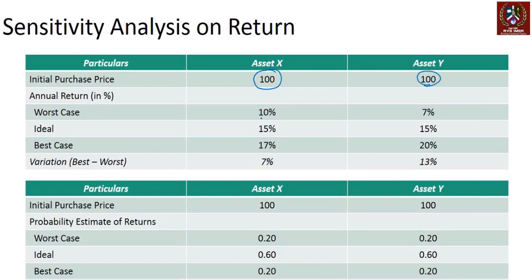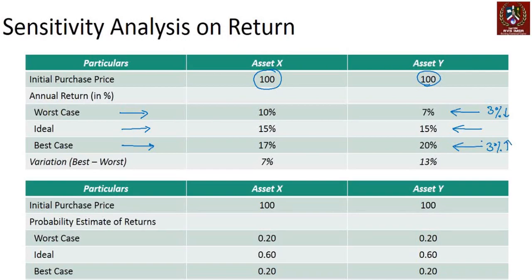Now, there are three possibilities. In the worst case, you will make 10% return. In an ideal case, you will make 15% return. And in the best case, you will make 17% return, right? Whereas for asset Y, in the worst case, you will make 7% only, lesser than the 10%. Ideal case is going to be the same. Best case is going to be much higher. That's going to be 20%, right? So in the worst case, you make 3% lesser. In the best case, you make 3% more as compared to asset X, right?